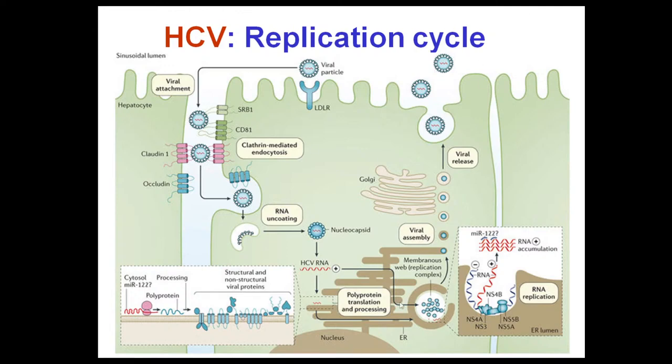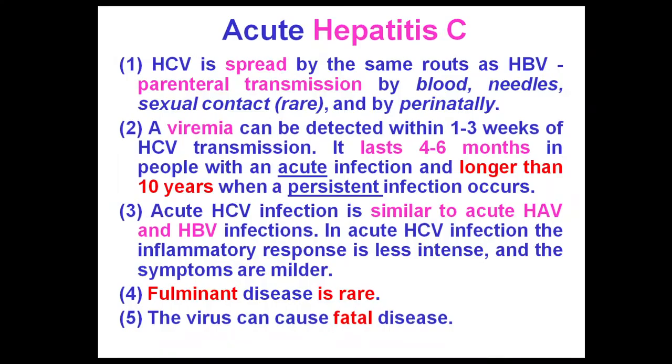The viral cycle is not that sophisticated. So, the characteristics of the infection. Usually, hepatitis C viruses spread by the same routes as HBV, but sexual transmission is very rare. Viremia can be detected within 1 to 3 weeks of HCV transmission, and it may last for 4 to 6 months in people with an acute infection, or longer than 10 years when a persistent infection occurs.